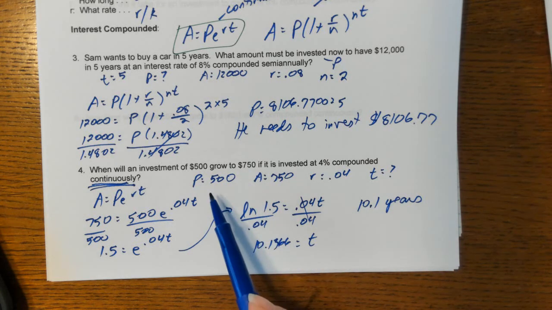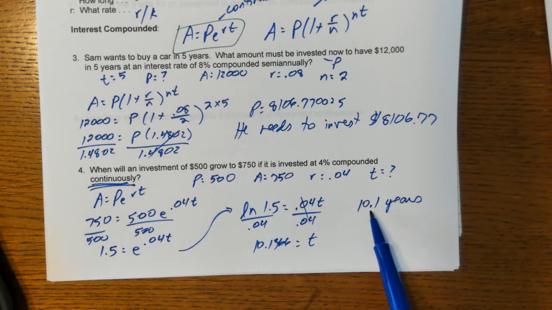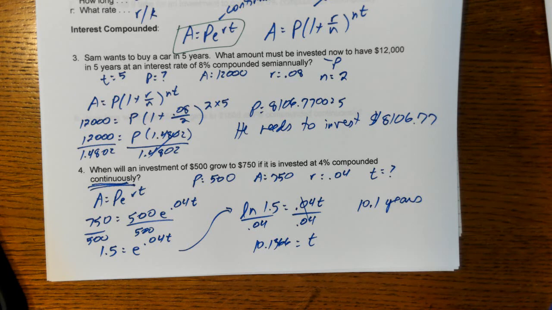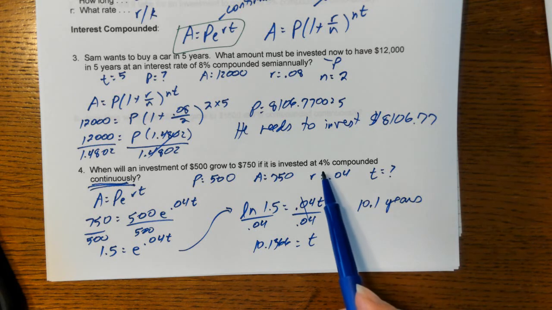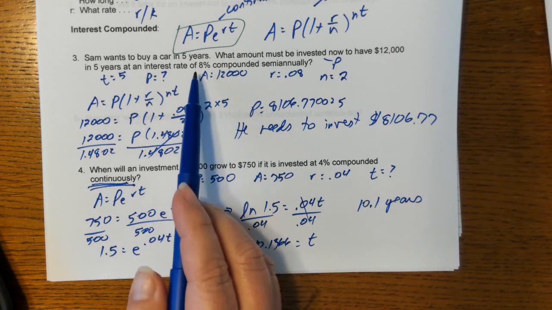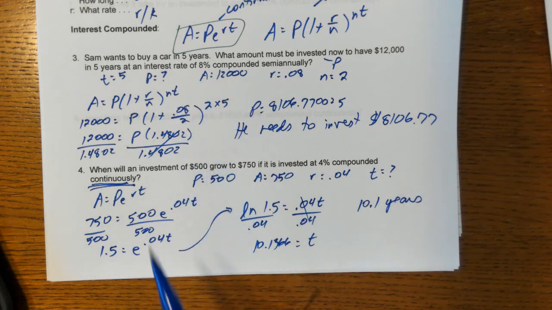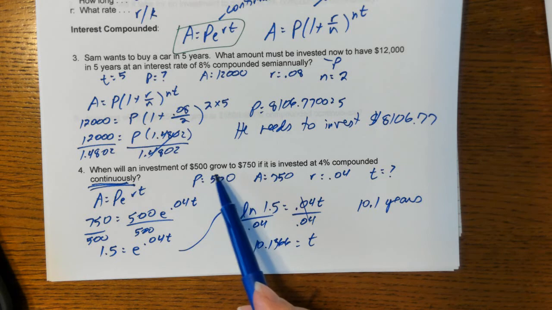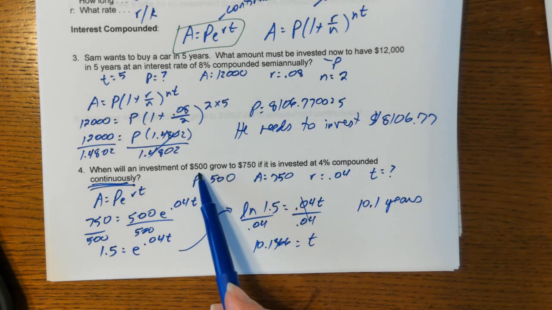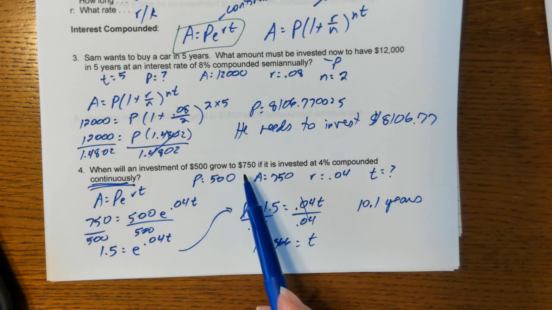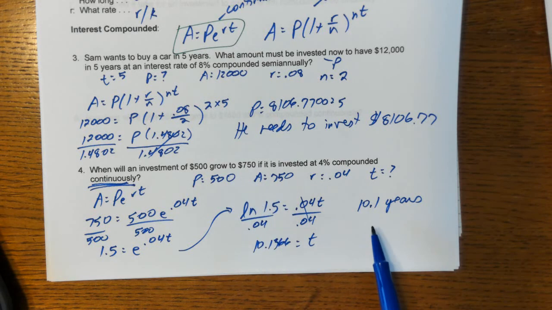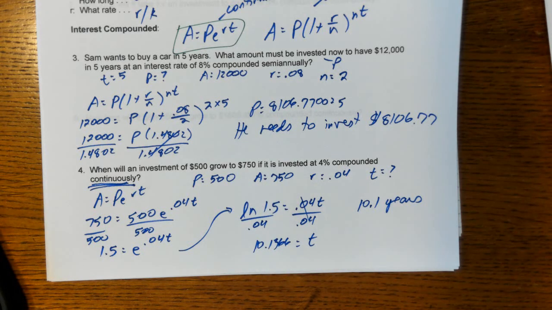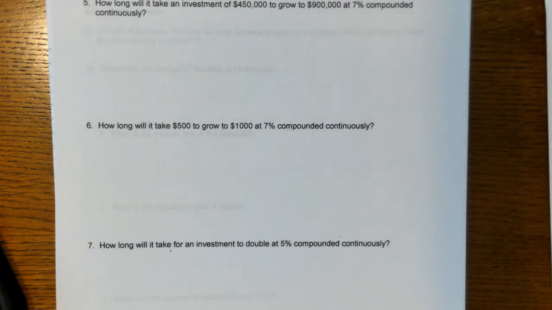So notice that means you made $250 in a little over 10 years, which is kind of a long time to have to wait for $250. But your rate was only 4%. Some of the others had a higher rate. And percentage-wise, you've still got 1.5 times your money. So if I'd started with 5,000, I would have gone to 7,500 in that same amount of time. So it is looking at the percentage growth there as well.